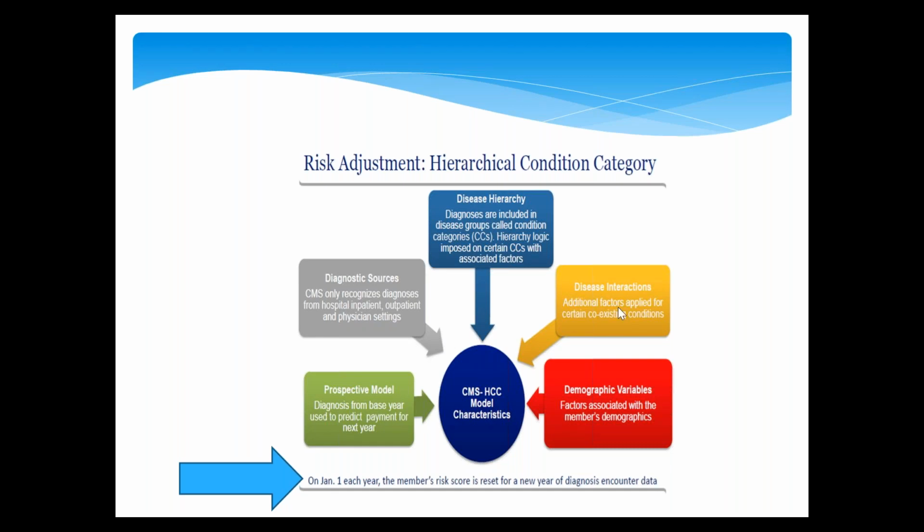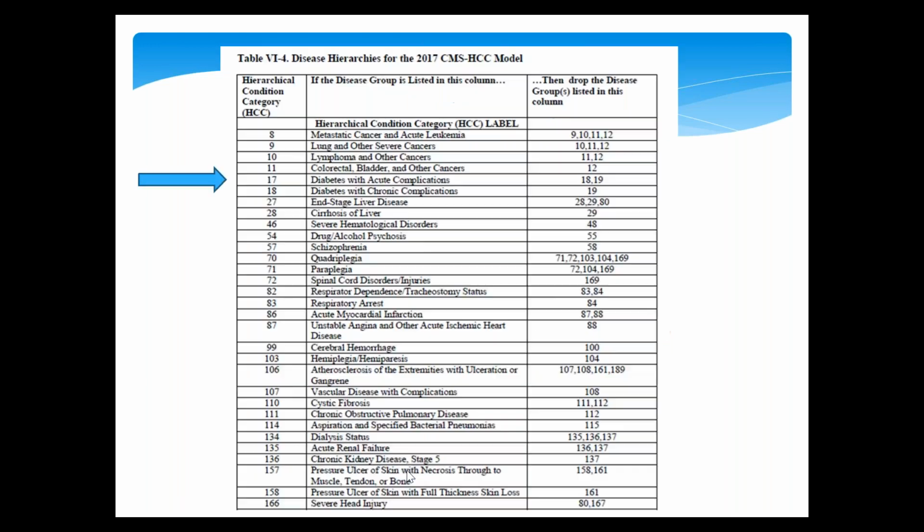There are some interactions, like CHF and diabetes, that will give you an additional risk score. Of course, we already talked about the demographic factors, and this gives us our disease hierarchy. Each January, the risk score is reset, and we'll talk about that a little later. So these hierarchies, how do they work? As I said, metastatic cancer or leukemia is going to trump lung cancer, lymphoma, colorectal cancer, breast cancer.